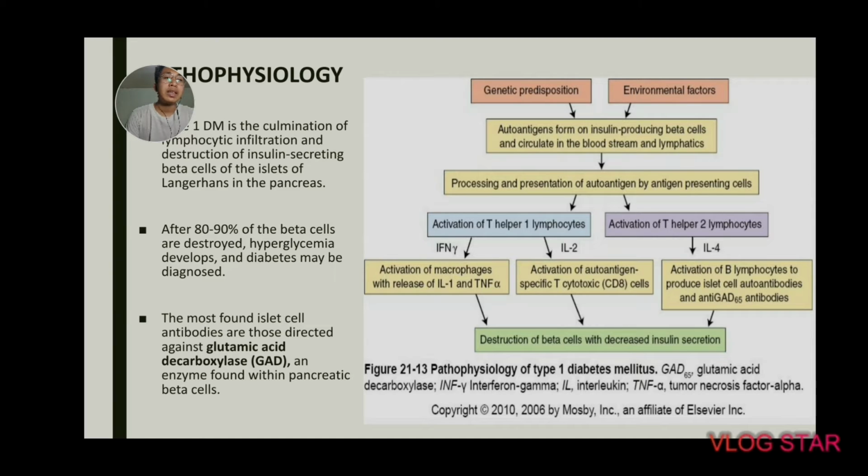Your T helper 1 lymphocytes produce interferon gamma or interleukin 2. These usually just produce macrophages or autoantigen-specific T cytotoxic cells, or CD8 cells, and then lead to the destruction of your beta cells and decreased insulin secretion. While activation of T helper 2 lymphocytes produces interleukin 4, which activates your B lymphocytes to produce islet cell autoantibodies and anti-GADs, or anti-glutamic acid decarboxylase antibodies, which also lead to the destruction of beta cells and decreased insulin secretion.